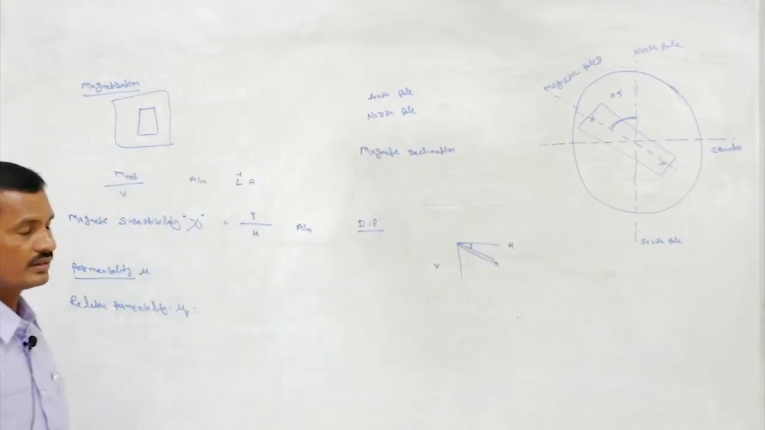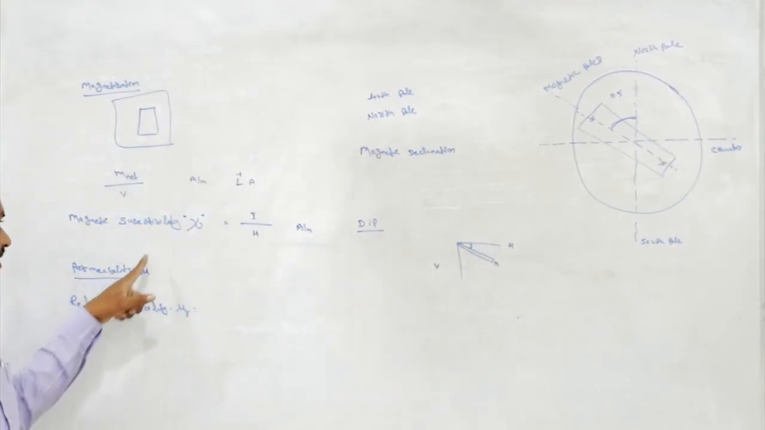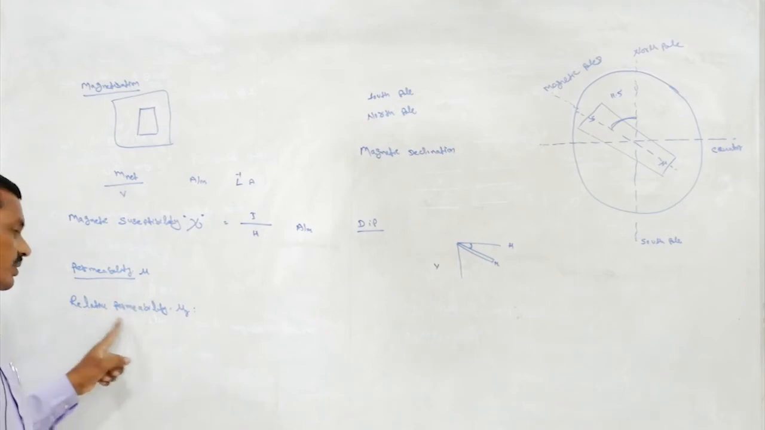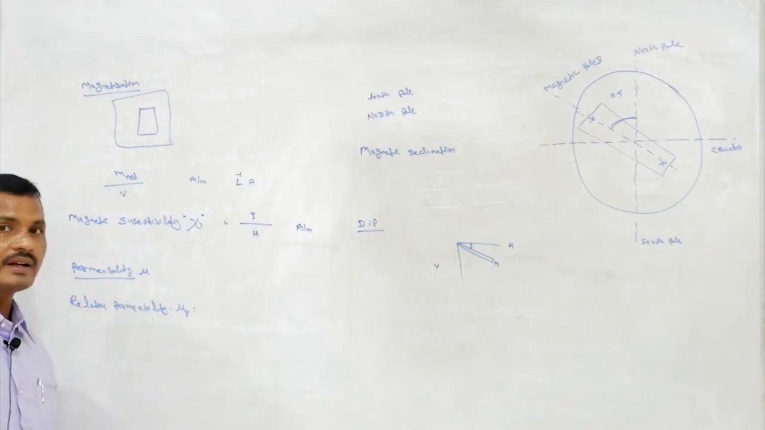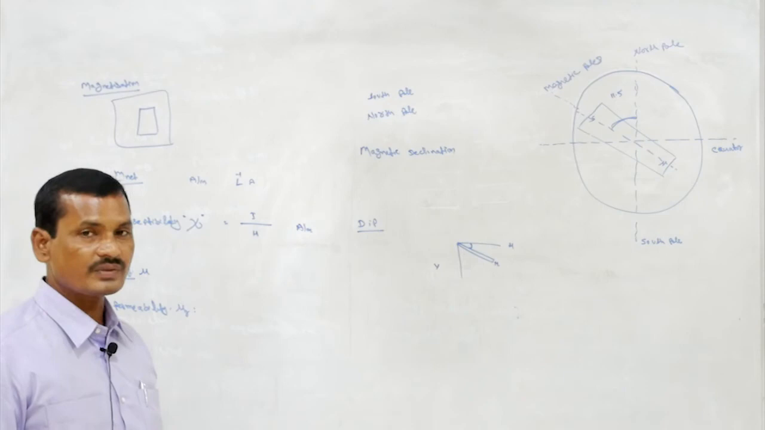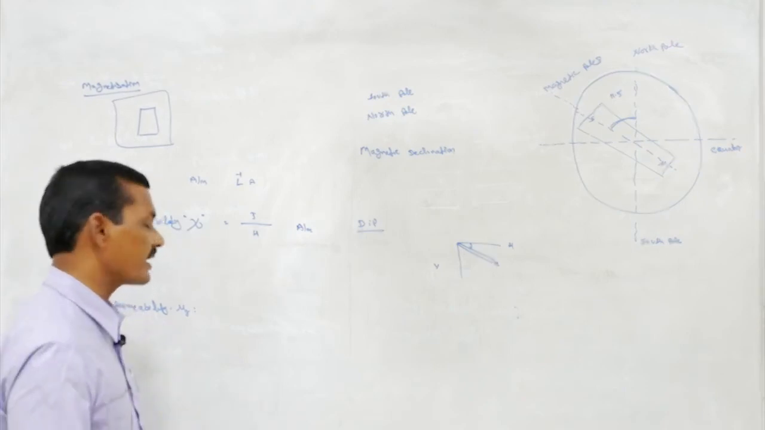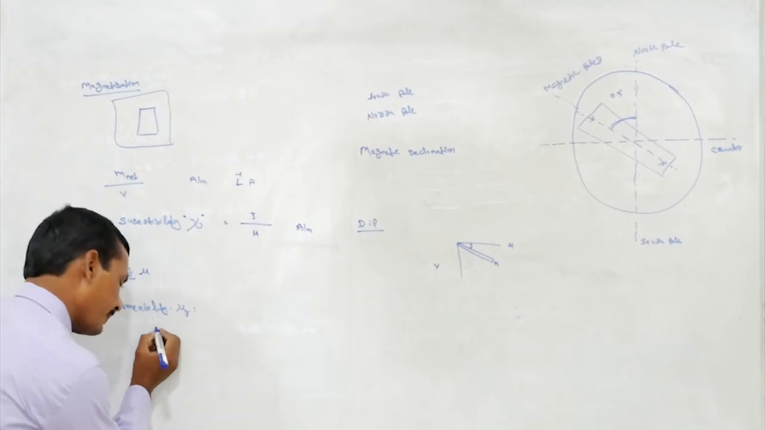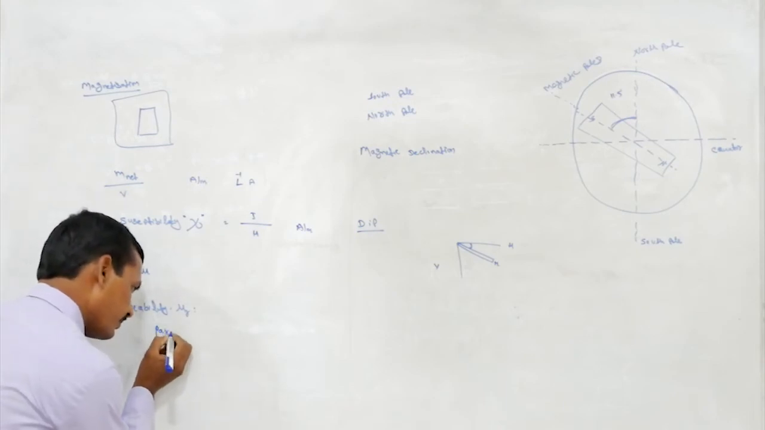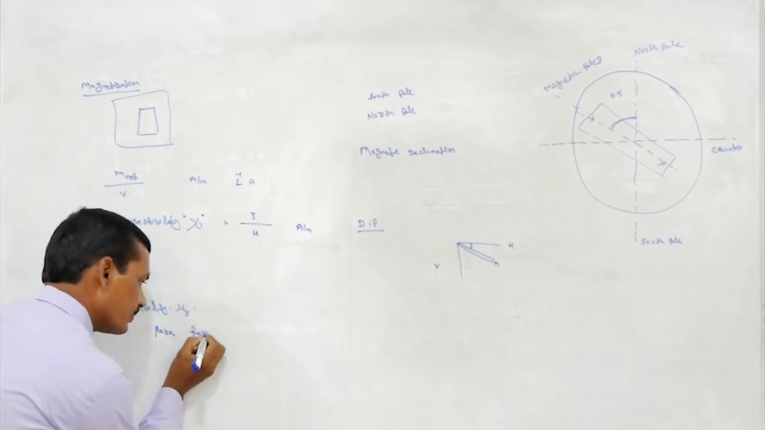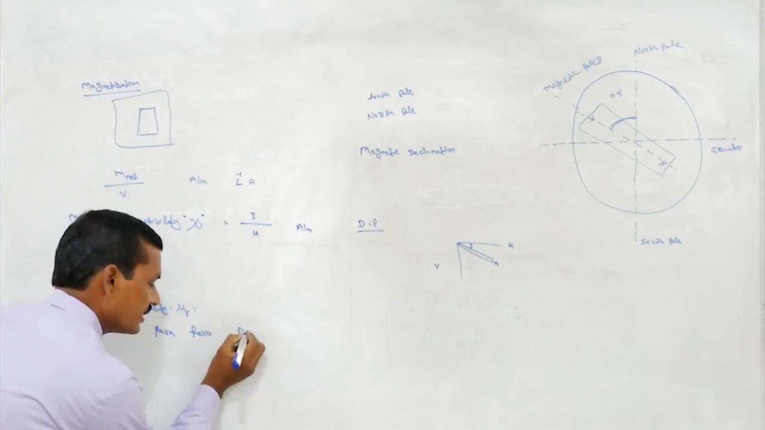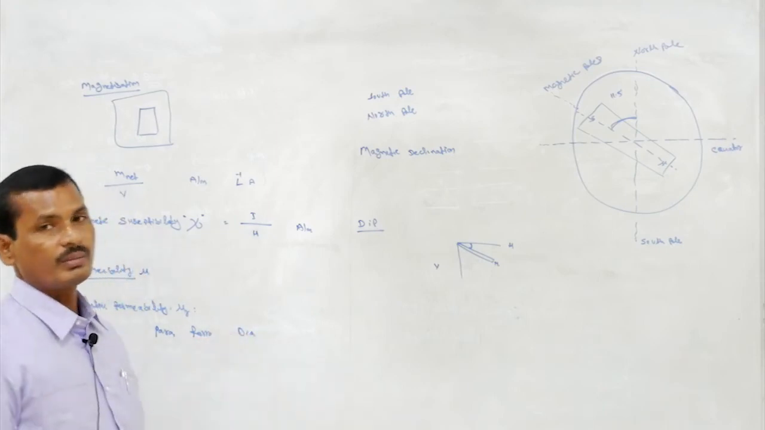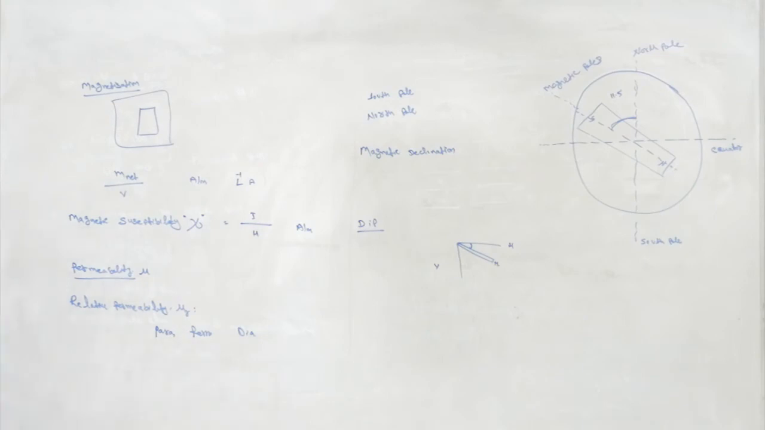Depending on susceptibility, permeability and relative permeability, magnetic materials are classified into three types. They are ferromagnetic materials, paramagnetic materials, and diamagnetic materials.